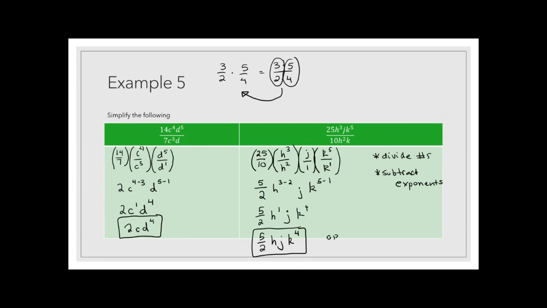Now sometimes people like to keep this as a fraction because I have 5 halves there. And if you do that, everything that doesn't have a fraction goes on the top, and then the denominator goes on the bottom. So you can also write it like on the right. That's 5hjk to the 4th over 2. Those are the same thing, they're just written differently. And there's no requirement to write one or the other. I would say write it the way that makes sense to you, and that is easier for you to follow.